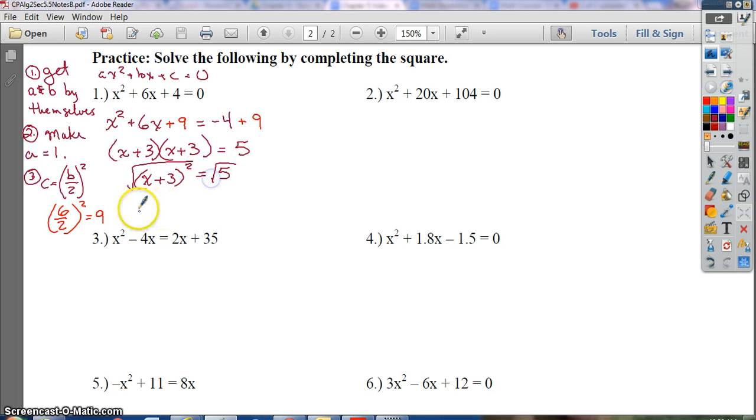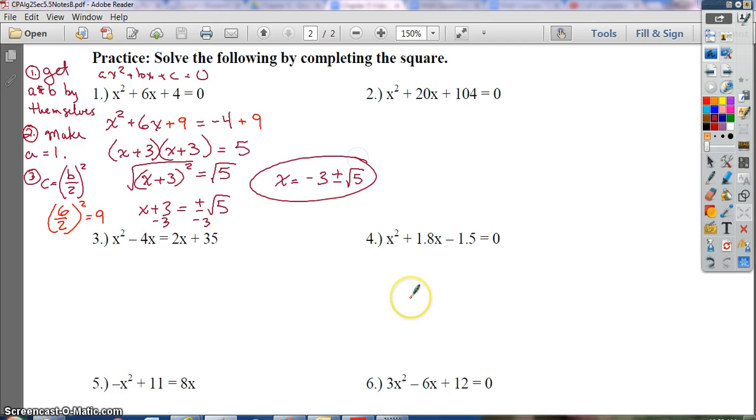How do we get rid of the square? Go back to the square root. So x plus 3 equals positive negative square root of 5, and then going to subtract 3 over. So x is equal to negative 3 plus minus square root of 5. So there's your two answers, negative 3 plus the square root of 5 and negative 3 minus the square root of 5.